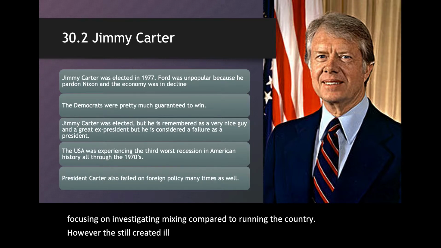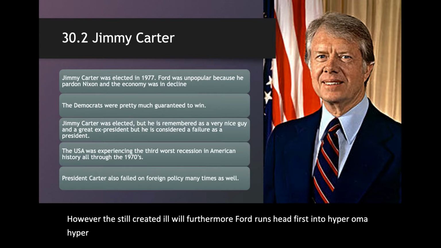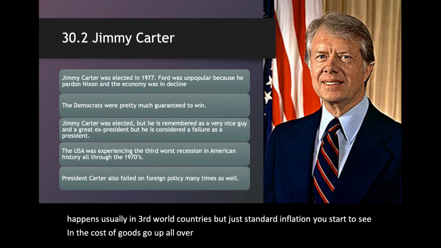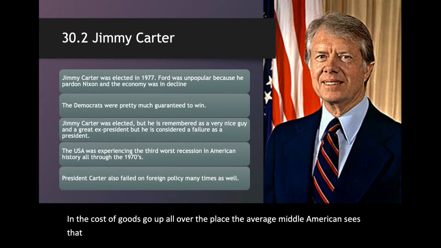Furthermore, Ford runs headfirst into inflation of a large magnitude. Hyperinflation is really, really bad. That only happens usually in third world countries. But just standard inflation, you start to see the cost of goods go up all over the place. The average middle American sees that his buying power reduces immensely once inflation starts to rise.